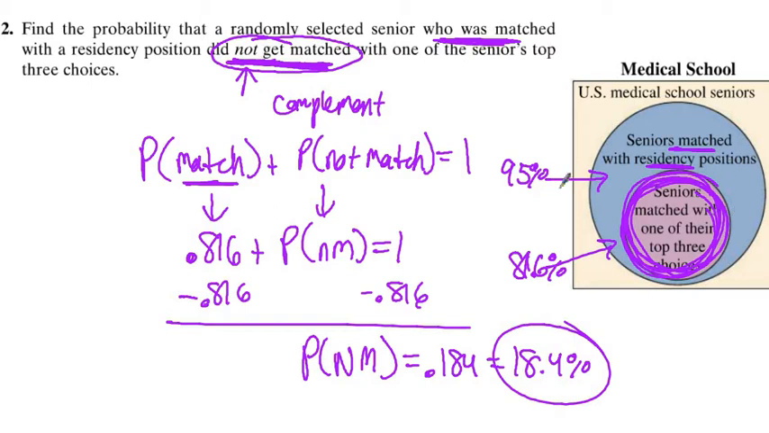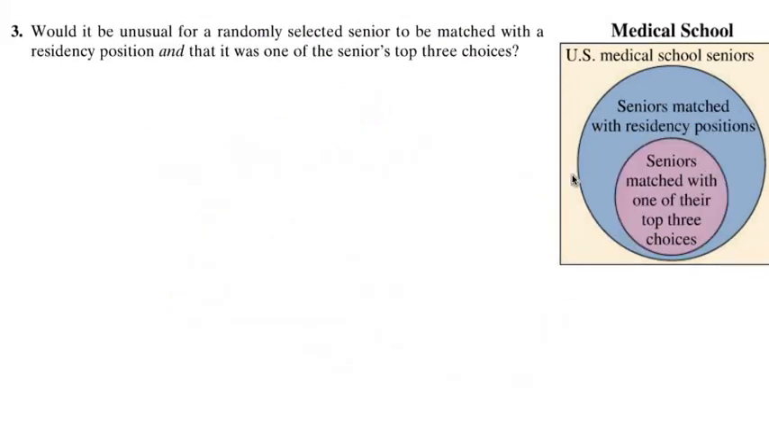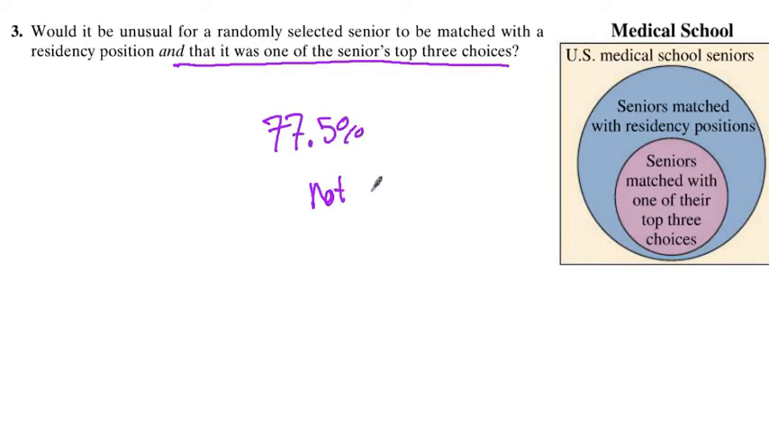The last question is going to ask us if any of these are unusual. This one says, would it be unusual for a senior to be matched and get one of their top 3? That was the first problem we did. It was 77.5%, and that is definitely not unusual. You might remember that the boundary line for usual and unusual is less than 5%. So that's pretty likely that it's going to happen. 77% means it's likely.